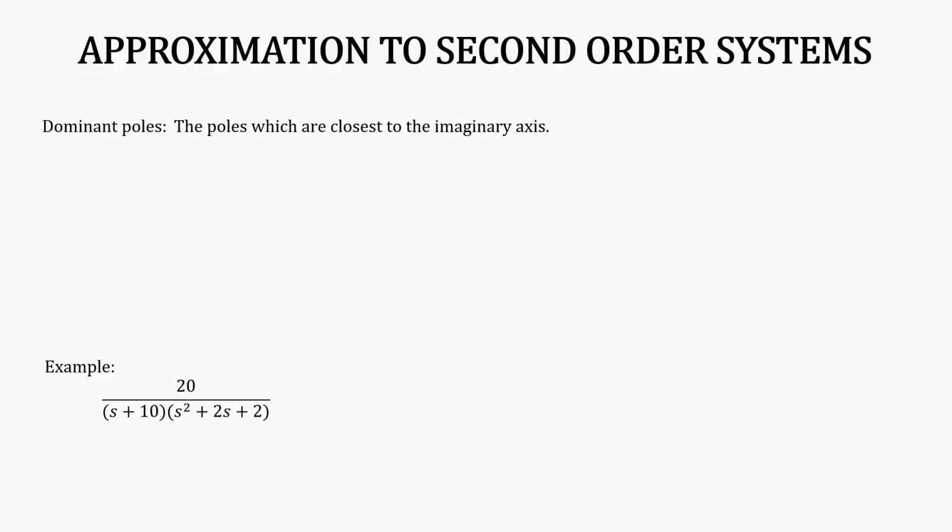This is what the design process is. Now, how do we approximate a system? For that, first you have to identify what are called the dominant poles of a system. Dominant poles are the poles which are closest to the imaginary axis. When poles or zeros are near the imaginary axis, their effect on the response is dominant, so they are very important. The poles closer to the imaginary axis are the dominant poles of the system.